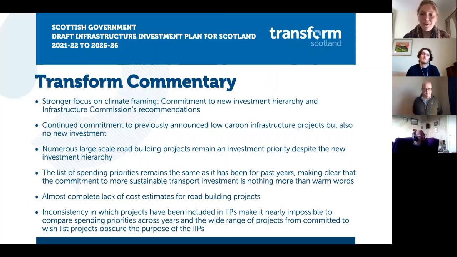So there are a few good things about it. First of all, there's a stronger focus on climate framing. There's commitment to the new investment hierarchy, and also explicitly accepting the Infrastructure Commission's recommendations. And there's continued commitment to previously announced low carbon infrastructure projects, but there's also no new investment. And the large-scale road building projects remain an investment priority despite the new investment hierarchy, which means that really this list of spending priorities remains the same as it has been in the past years.